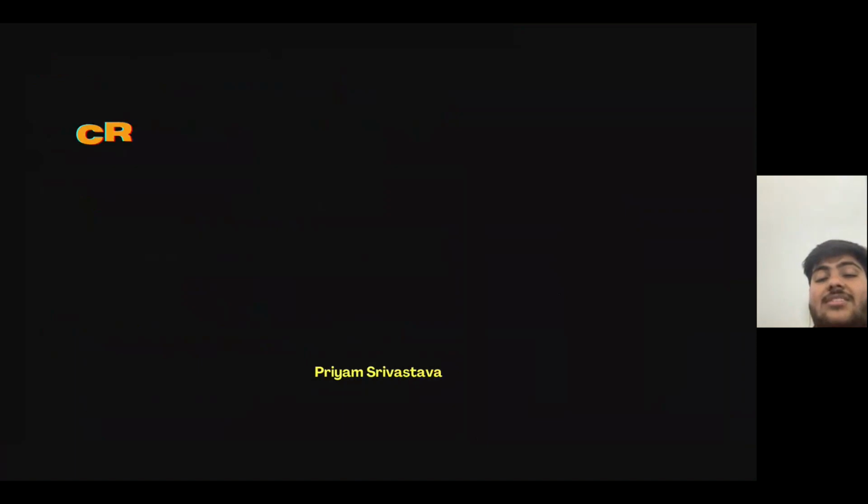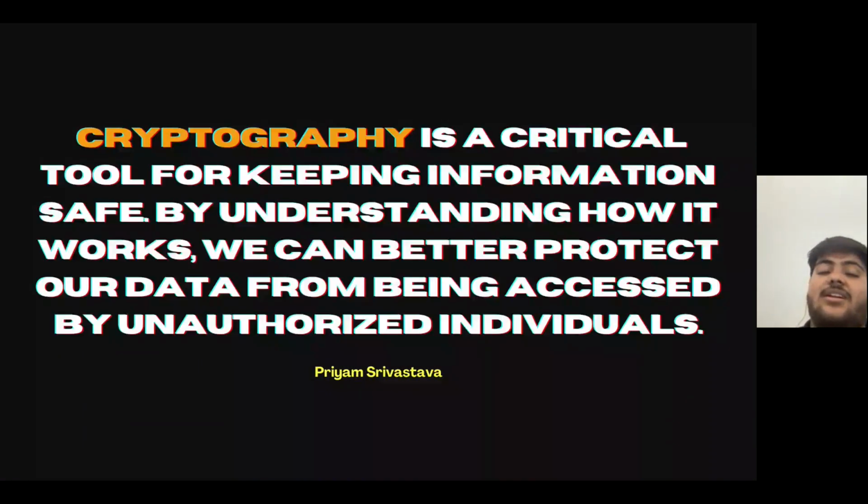So cryptography is a critical tool for keeping information safe. By understanding how it works, we can better protect our data from being accessed by unauthorized individuals. Like in the previous PPT, I guess it is self-evident enough how powerful cryptography is and how it will be used. And it is being used nowadays to make things more secure for us.